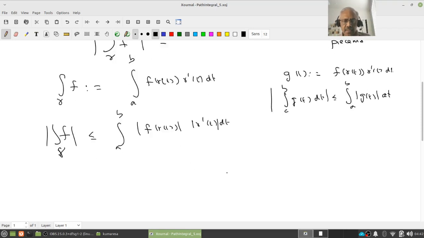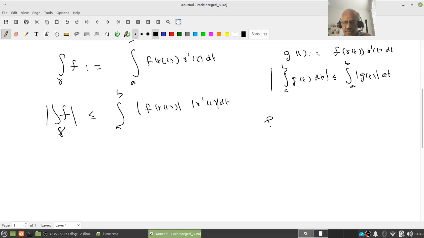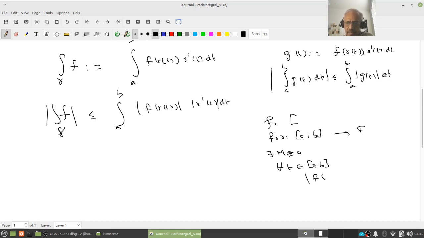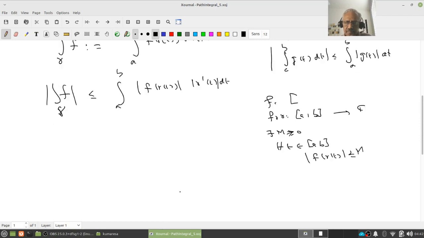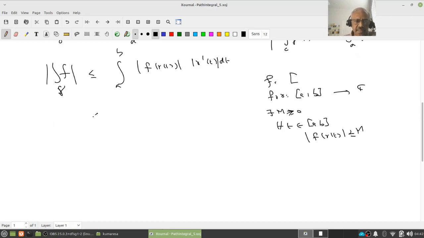Right? Now, what do I know about f? f is a continuous function, therefore f composite gamma is a continuous function from AB to C. Therefore there exists an M, let us assume greater than 0, so that for all t in AB, modulus f of gamma t is less than or equal to M. Therefore this is less than or equal to M times the integral of modulus gamma prime t dt.